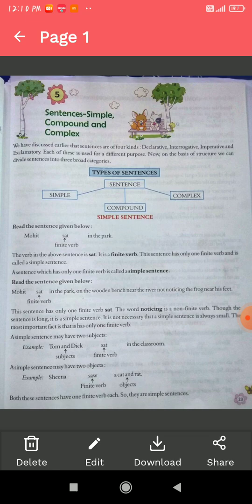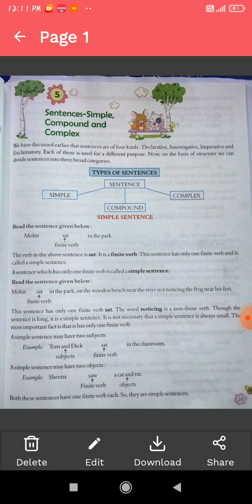Before discussing the types of sentence, we should already know about the topic of the clause. I have already explained the clause in a video. If you have not watched it, then go through my channel and there you will get the video on the topic of the clause.